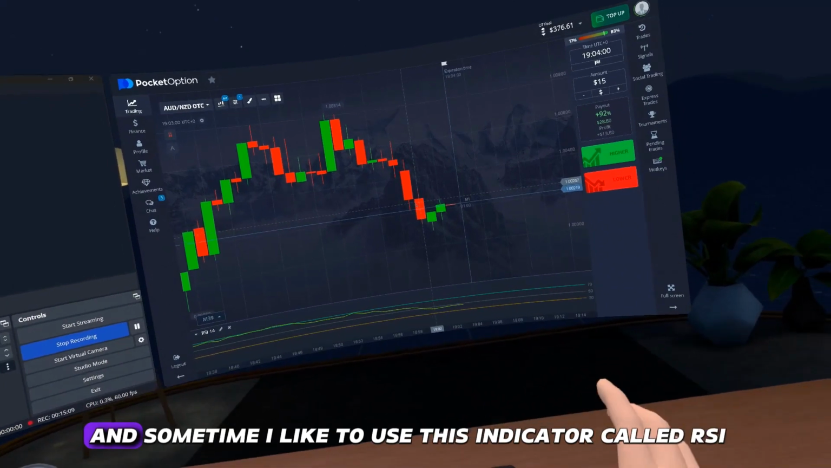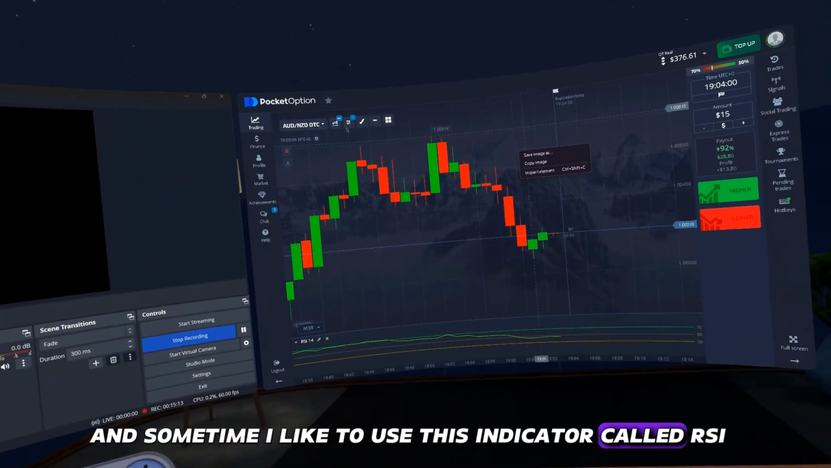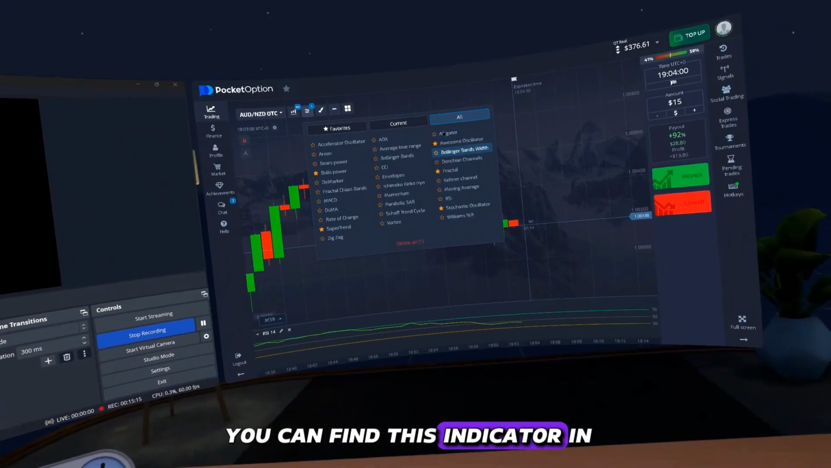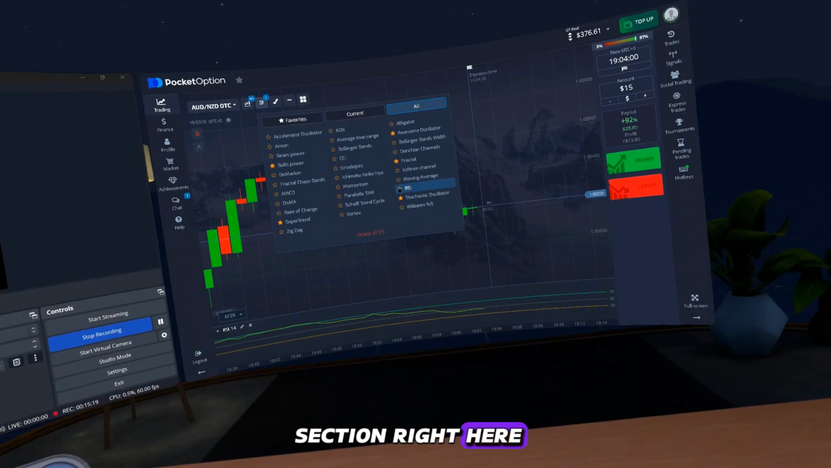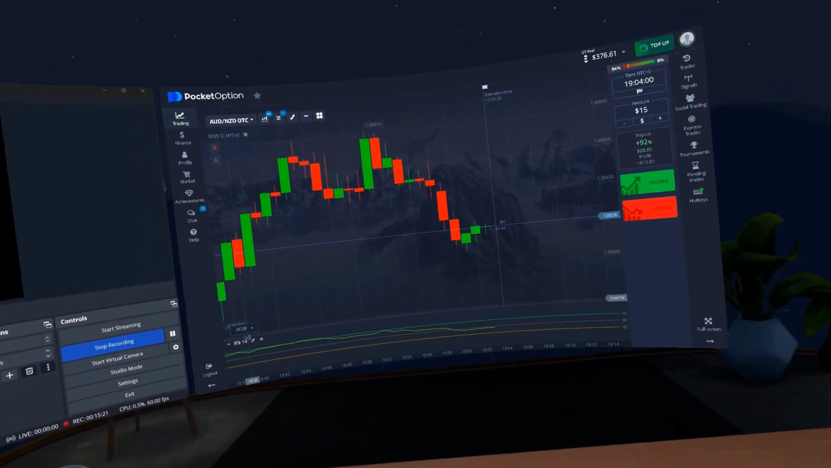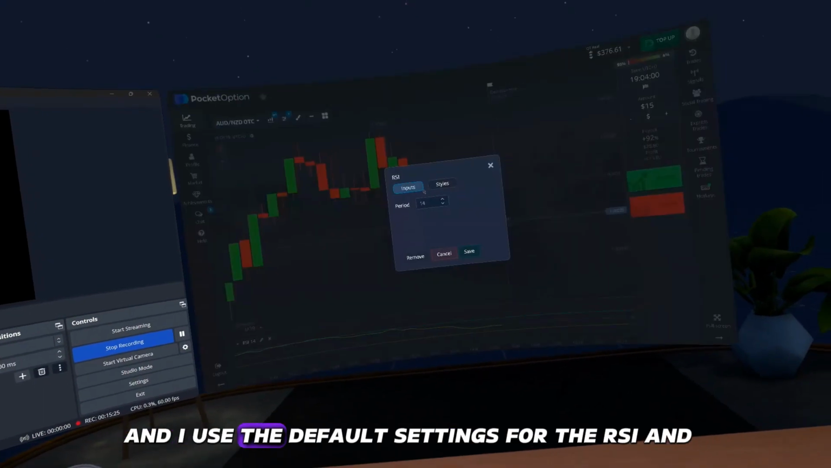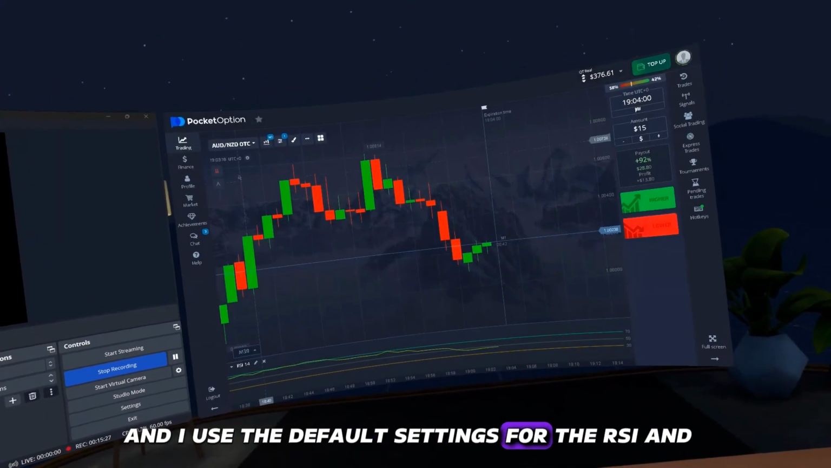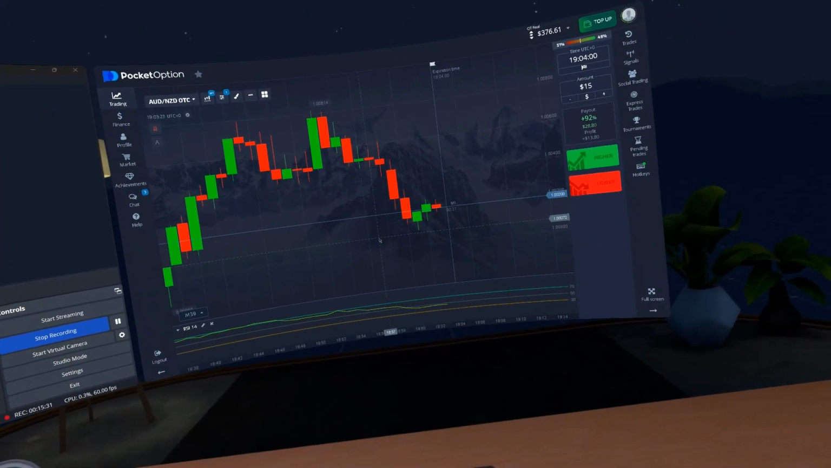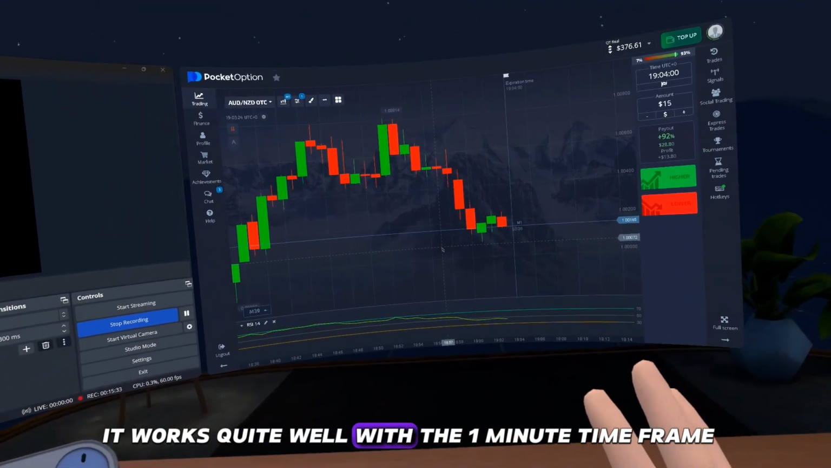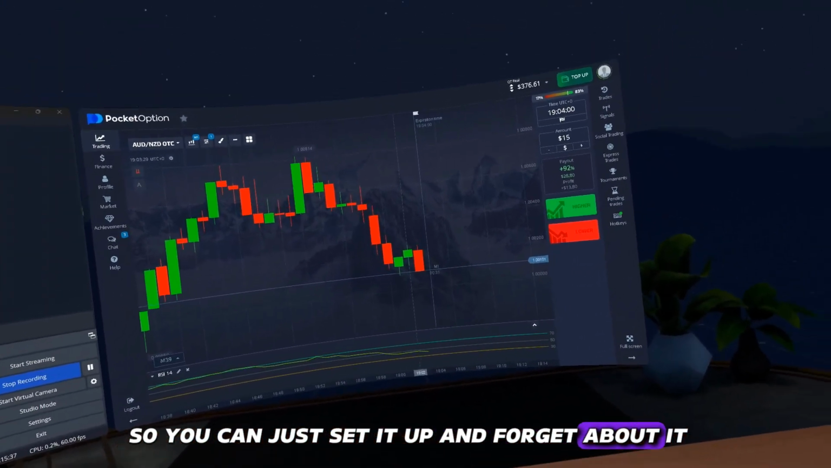And sometimes I like to use this indicator called RSI. You can find this indicator in the indicators section right here. And I use the default settings for the RSI, and it works quite well with the 1 minute time frame, so you can just set it up and forget about it.